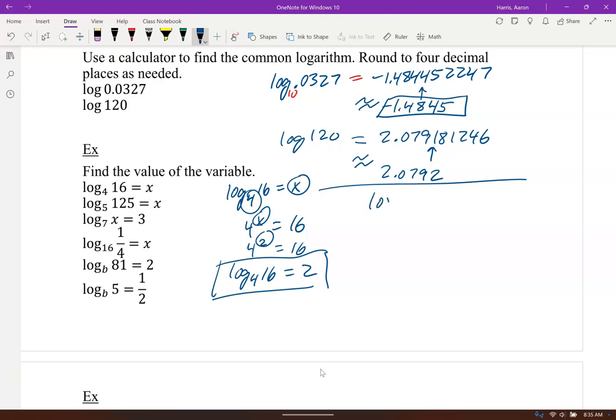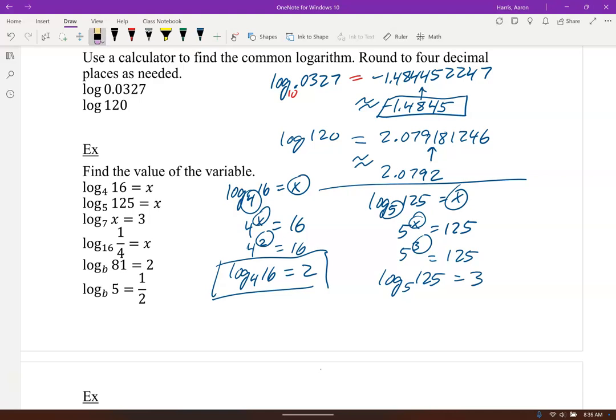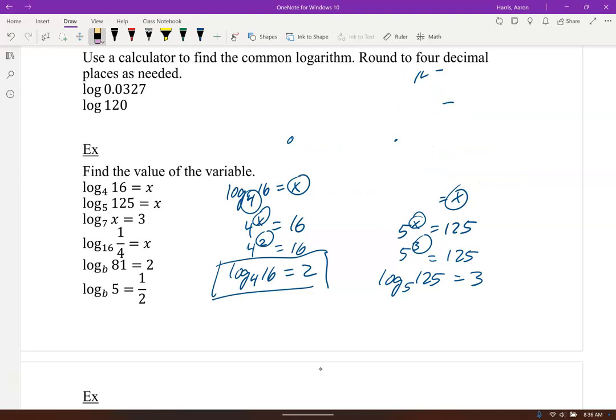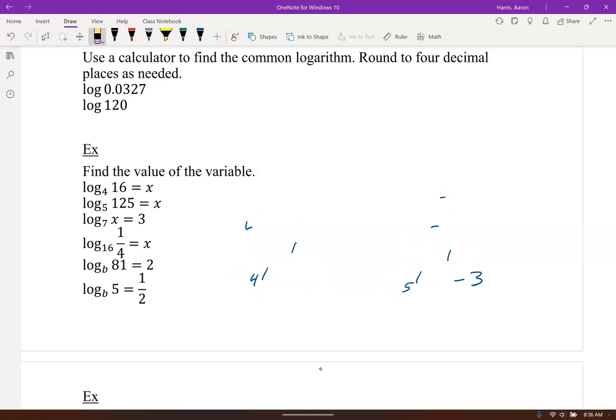Let's do the next one there. Log base 5 of 125 equals x. So we know 5 to the x equals 125. Well, 5 squared is 25. That's not it. 5 to the third, though. 5 times 5 times 5 is 125. So x has got to be 3. So we know log base 5 of 125 equals 3. That's the x value on that one. Okay, let me erase this, give myself a little room here. Do this third one.